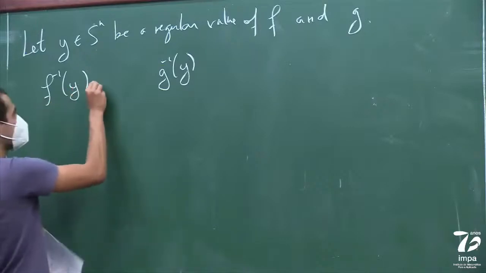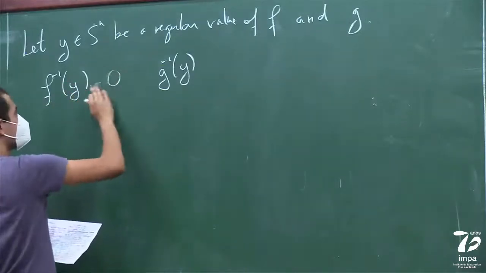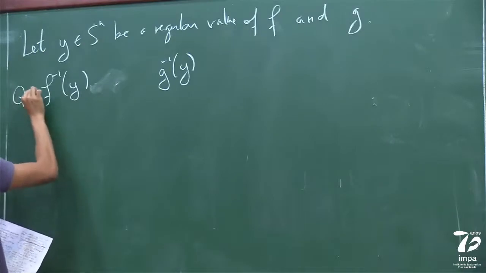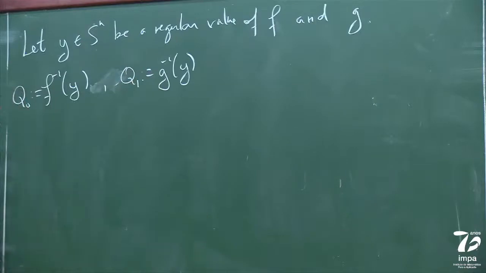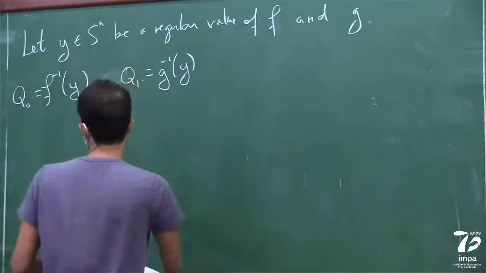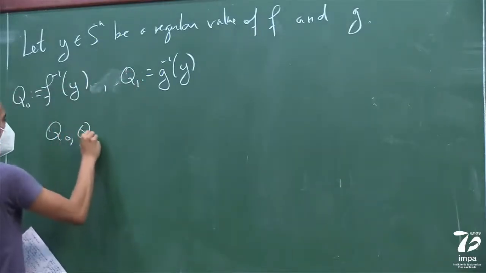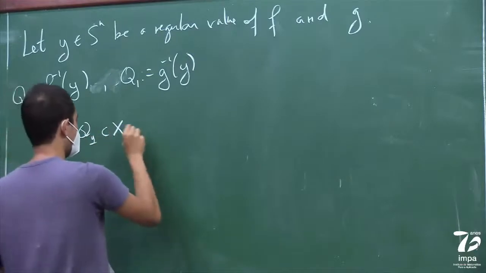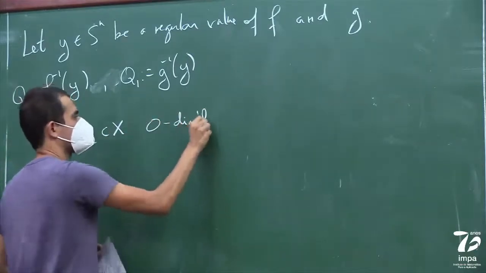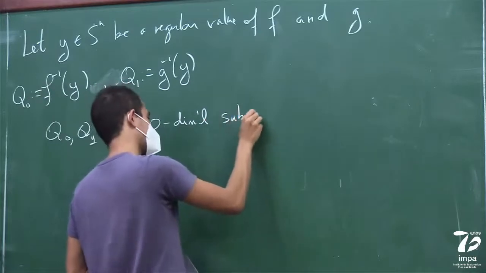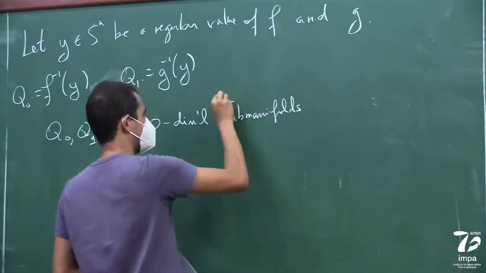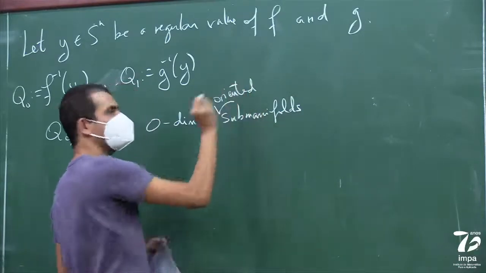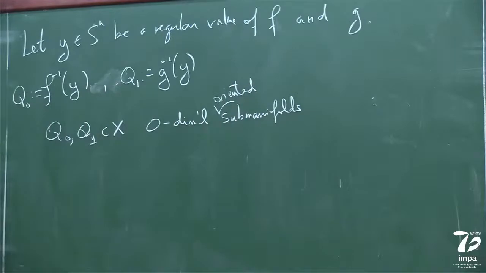So I'm going to call these Q0 and Q1. Okay, so Q0 and Q1 are zero-dimensional submanifolds of X. Oriented submanifolds. So that means it's a finite number of points with signs, plus or minus.